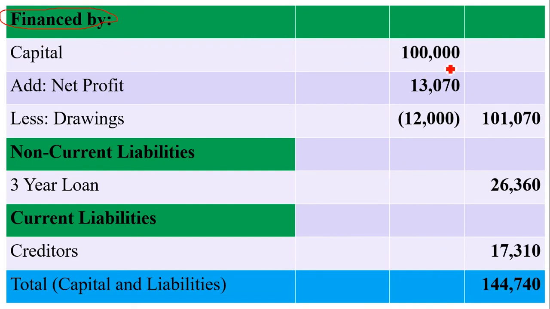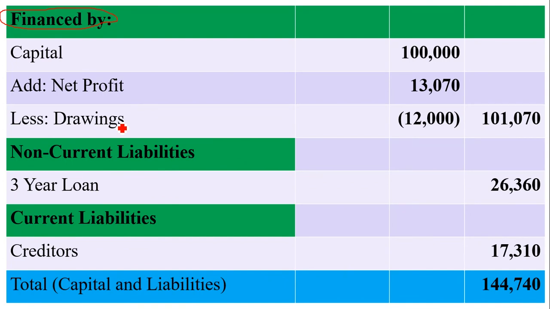The capital is 100,000, and capital is normally affected by 2 items, only 2 items. One, net profit. The net profit that we got from the statement of comprehensive income is what we add to the capital. If we had a net loss, we would have subtracted it from capital, and then we less the drawings. Drawings is what is taken for personal use.